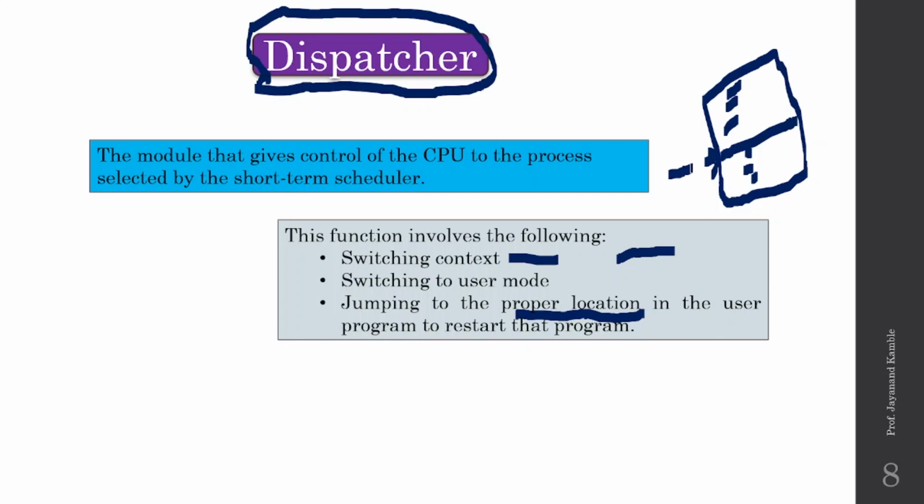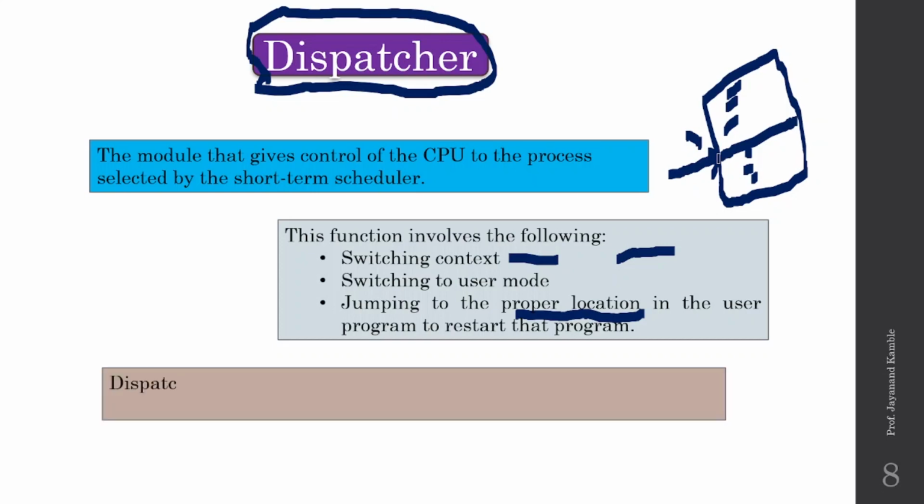Why? Because previously this particular program is executed up to, for example, line number 3. Now it should start execution from line number 4. So its context is saved in the program counter, and by reading the content of the program counter, that is the address of the next instruction, the program starts from that instruction. So that's nothing but the dispatcher.